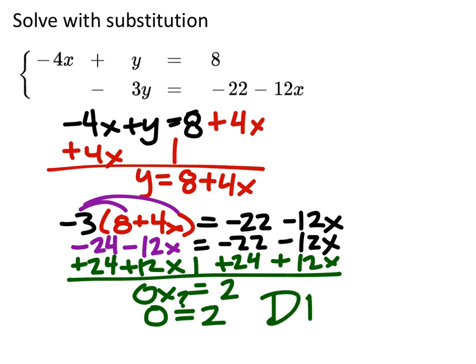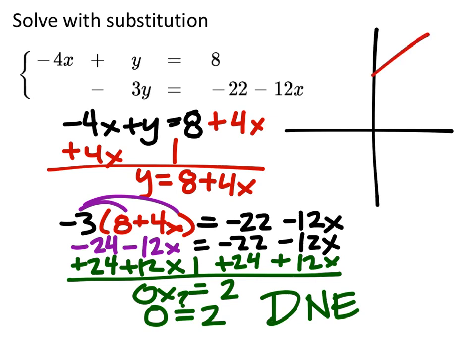So usually on the homework they want you guys to put DNE, right? Does not exist, no solutions. Meaning these two lines will never intersect. If we were to draw these two lines, we've already looked at the word parallel, so they would have the same slope but different y-intercepts.